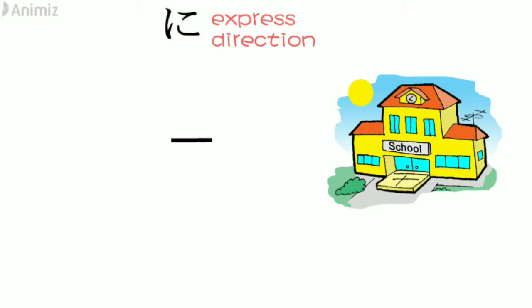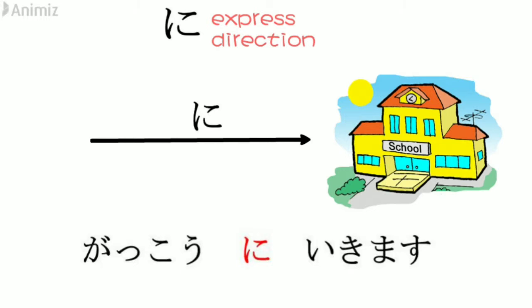Let us take an example to understand this more clearly. This is a school and you are going towards the school. You want to show that you are going to school. You want to show the direction that you are going to the school. You can use particle ni in such a way. Gakko ni ikimasu.